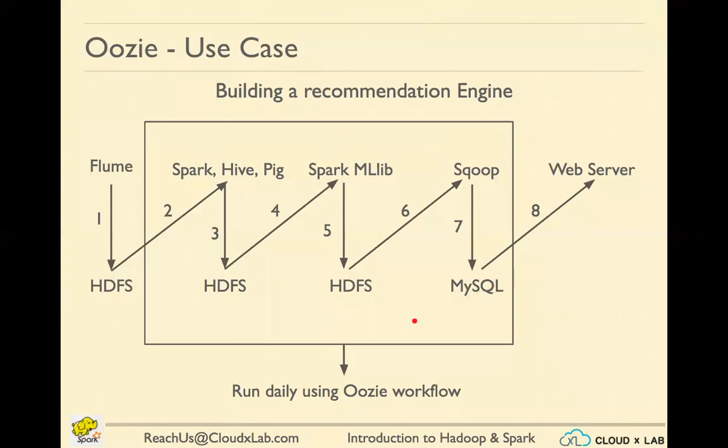So when you have so many things to do, it's better to just create a workflow using Oozie or other tools. And earlier there used to be Azkaban. I used that one for one of my projects, but then we moved into Oozie. So this is a classic example of how to build a recommendation engine.